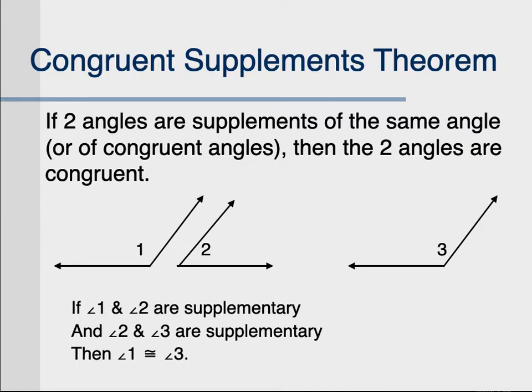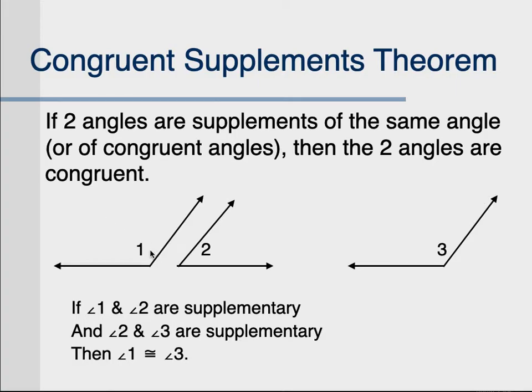The congruent supplements theorem says this: if two angles are supplements, or supplementary, of the same angle or of congruent angles, then the two angles are congruent. That sounds really confusing at first. So here's a quick example.